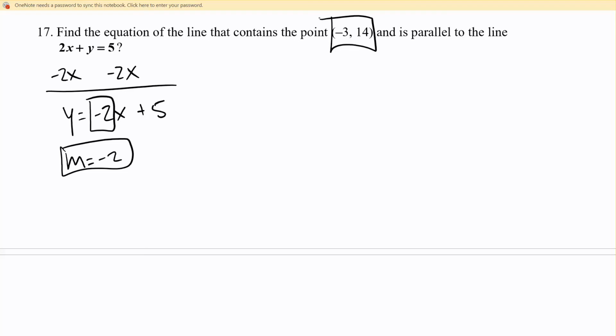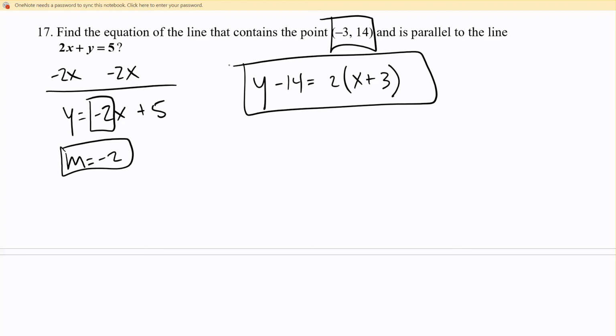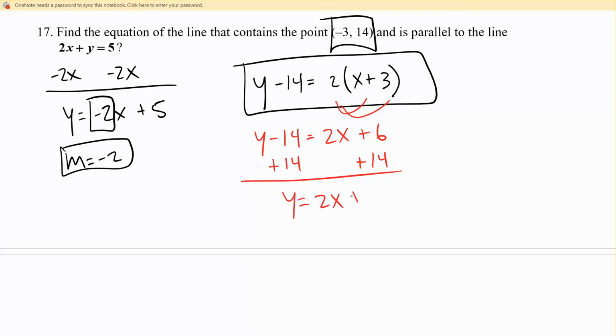So the easiest thing I'd do is I'd put this in point slope form. So y minus 14 equals negative 2 times the quantity x plus 3, because it's the opposite. So here's point slope form. Let's put that in slope-intercept form too. So slope-intercept form, we'd distribute the negative 2, and we'd get y minus 14 equals negative 2x minus 6. We'd add 14 to both sides, and we'd say y equals negative 2x plus 8. So there's point slope form and slope-intercept form for that line.